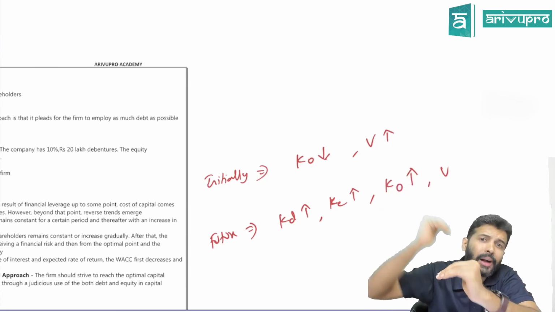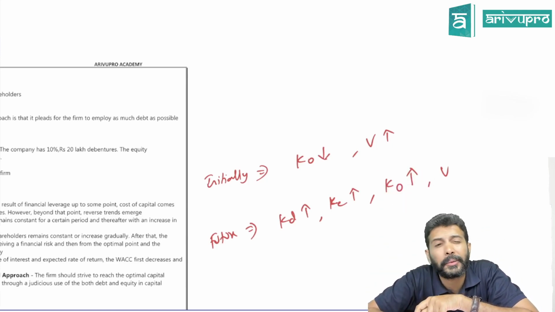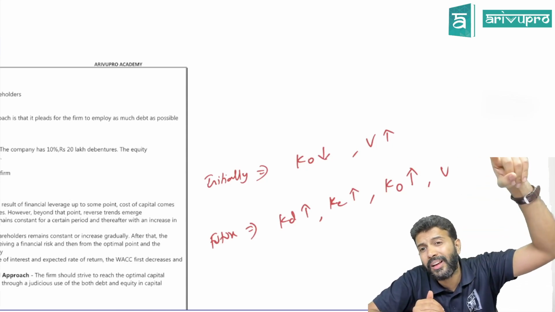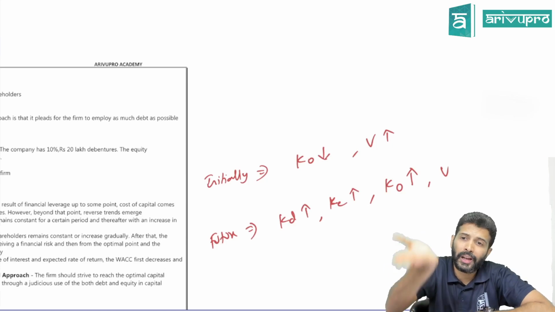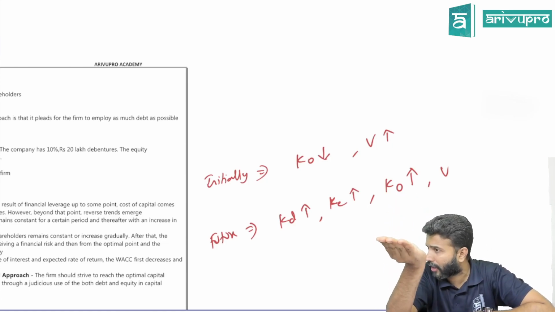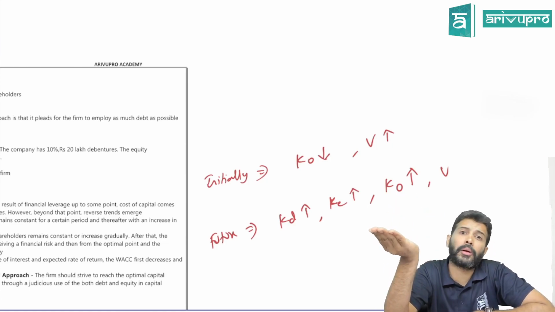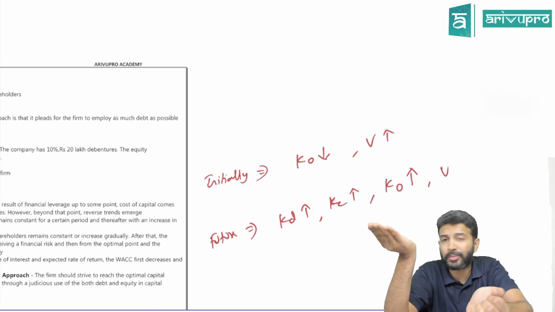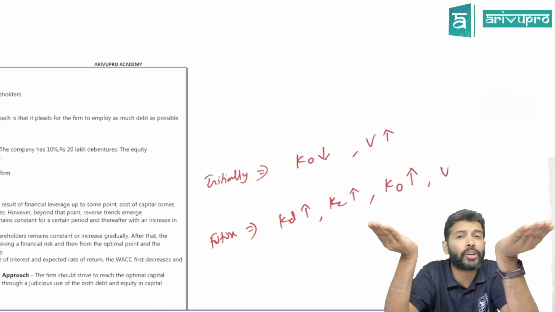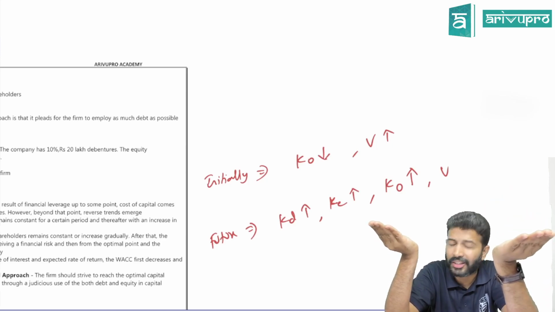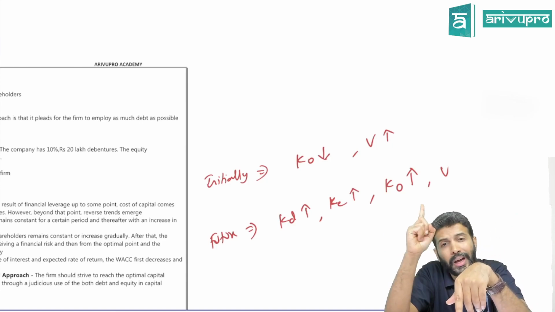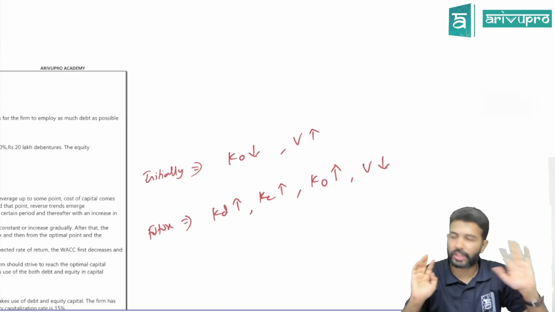But there will come a certain point of time where you will not be able to borrow at the same rate. The borrowing rate will increase. So cost of debt will increase after a certain point, because you're taking more and more debt and the business becomes more risky. Hence the expectation of the equity shareholders, that is cost of equity, also will increase. Because of this, your overall cost of capital will shoot up and the value will reduce. That is what the traditional approach is saying.